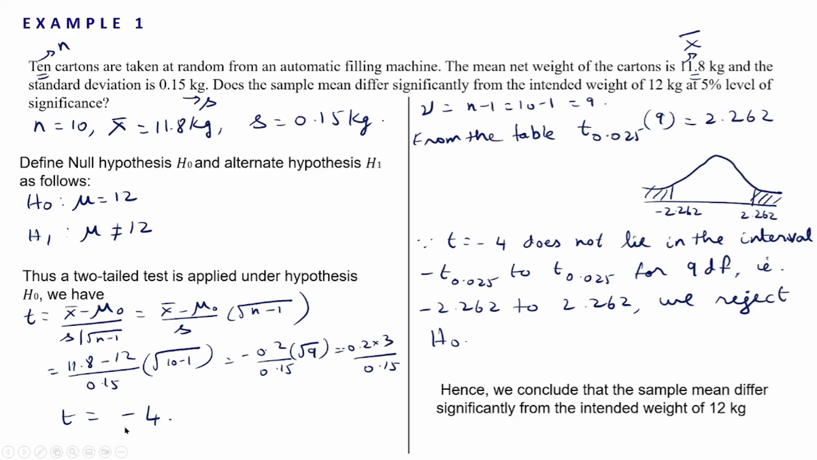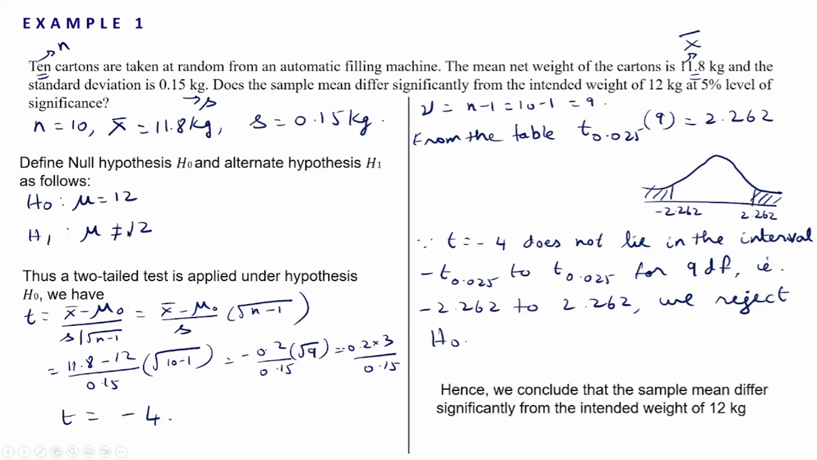So this value negative 4 lies in this region of rejection. As a result, we reject H0 and we conclude that the sample mean differs significantly from the intended weight of 12 kg. Whatever we have to find out that is given in the question, that should be written as the result. So we need to check whether the sample mean differs significantly from the intended weight of 12 kg.